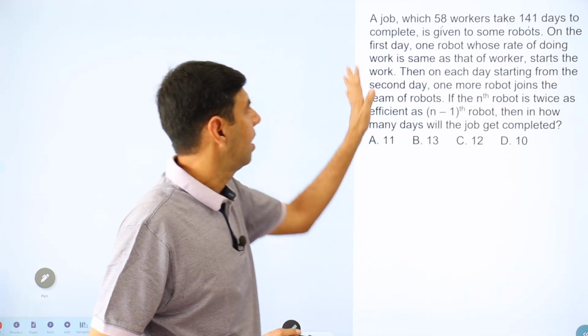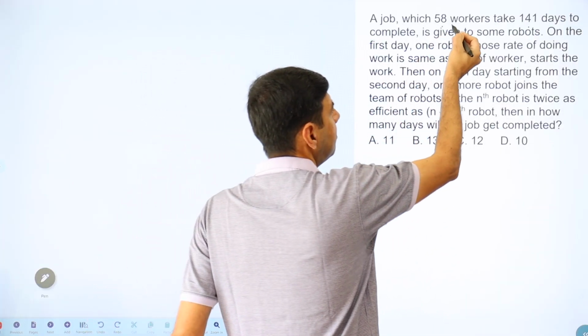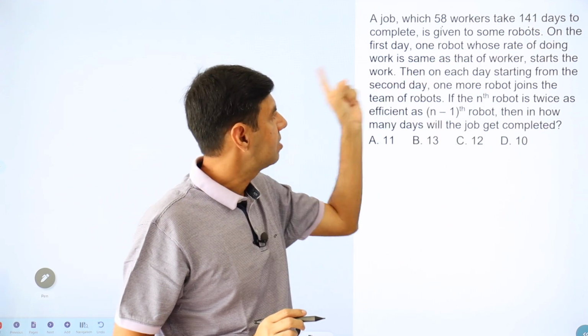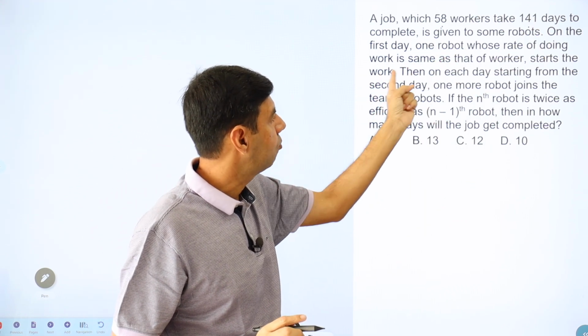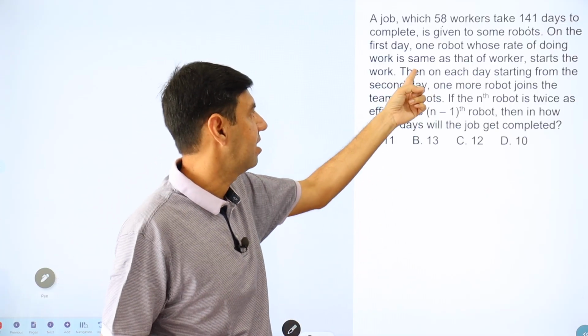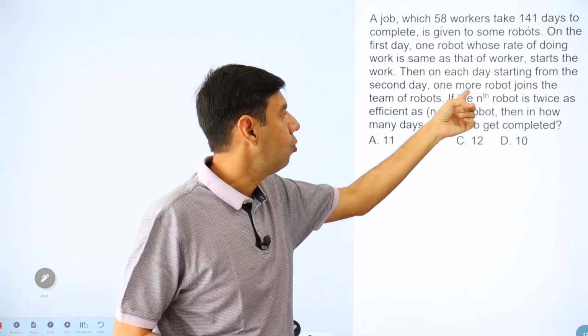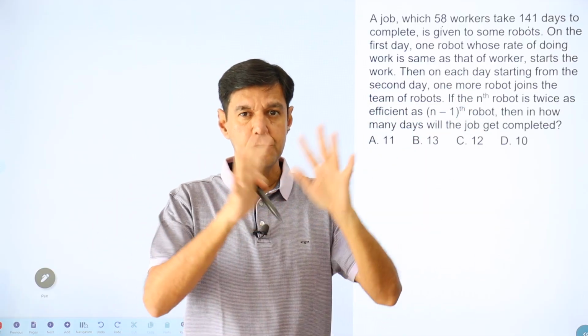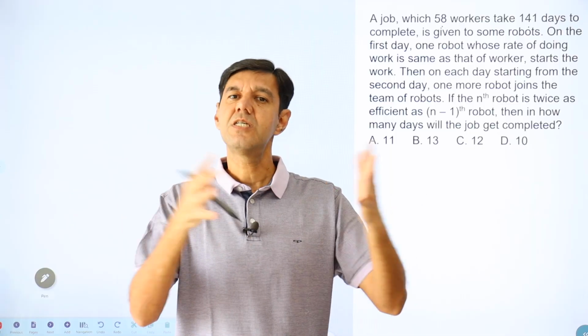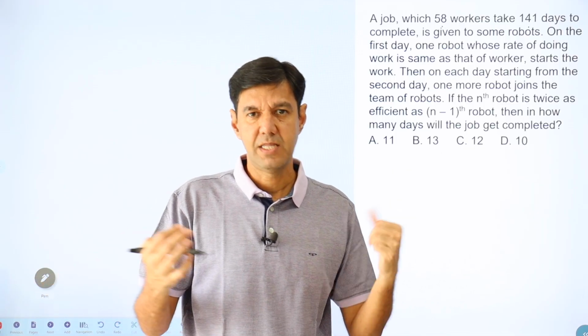In this question, a work can be completed by 58 workers in 141 days. And now it is assigned to some robots. On the first day, one robot, the rate is same as the man. So whether it's the robot or the man, the first day, it doesn't make a difference. Then on each day, one more robot joins. So by now you should be clear what the question is all about. So more and more robots will keep joining. So you just equate the man days to get the work done.